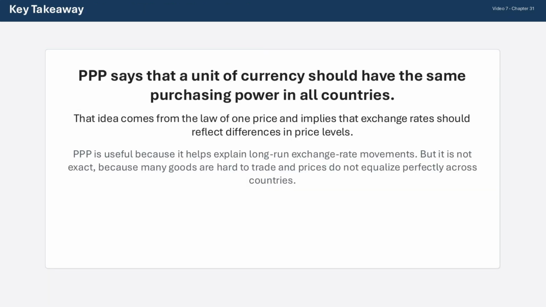So let's finish with the main idea from today. PPP starts with the law of one price. If identical goods are traded freely, large price differences should create arbitrage, and that should push prices toward equality once we account for the exchange rate. PPP takes that basic idea and applies it more broadly. It says exchange rates should move in a way that makes purchasing power comparable across countries. That is why PPP is so useful. It helps us think about the long run relationship between exchange rates and price levels.